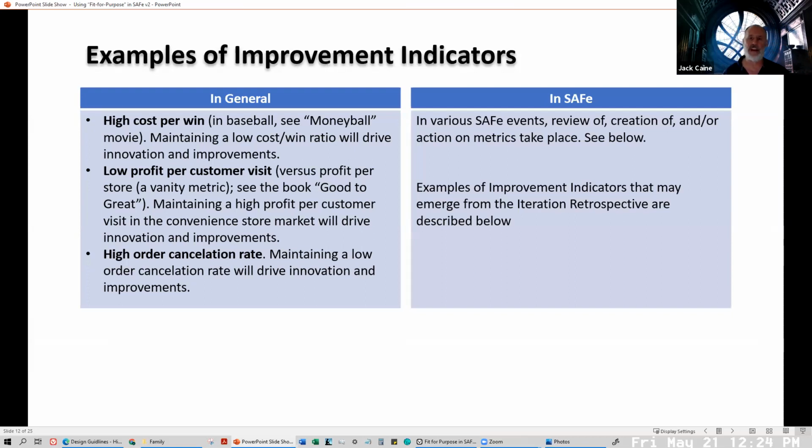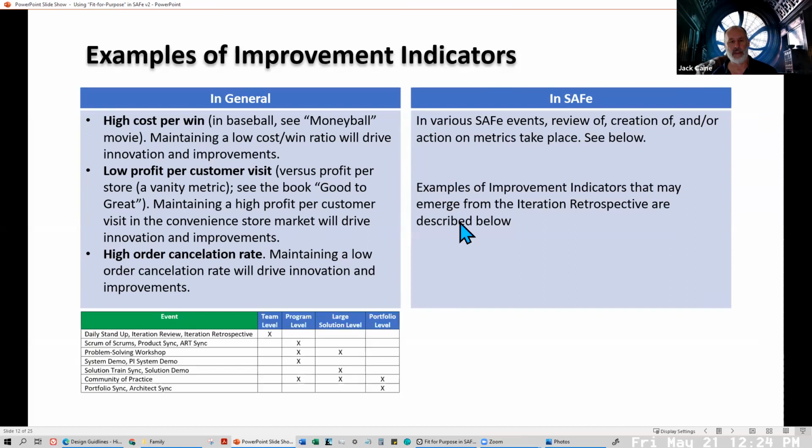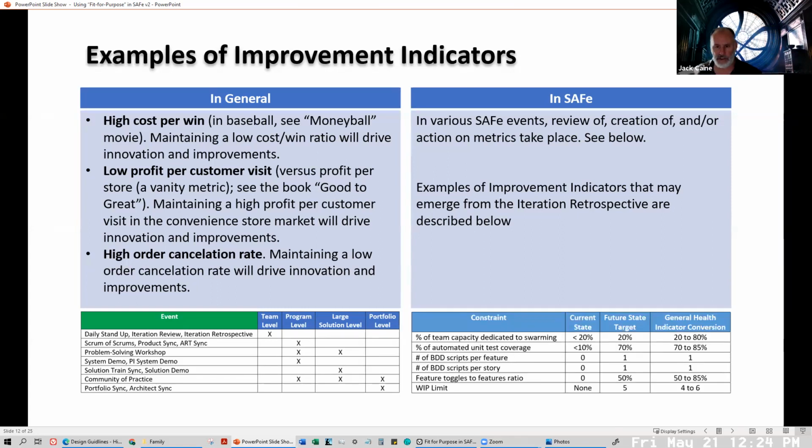Now in SAFe, there are various events, review of, creation of, and/or action on metrics that take place. Here's the list of the things that we have, right? We have the daily stand-up, the iteration review, the iteration retrospective. All these different events are at different levels, right? Examples of improvement indicators that may emerge from iteration retrospectives are also defined down here. So things like the percent of team capacity dedicated to swarming.